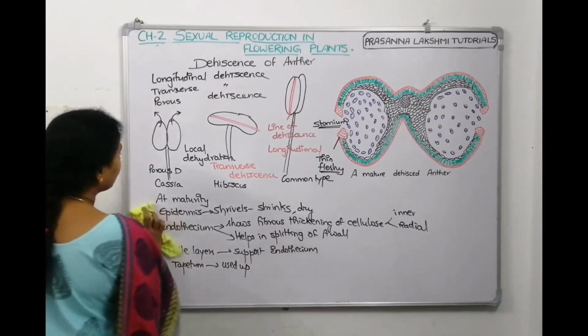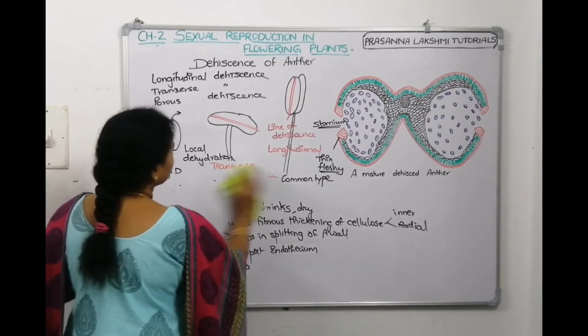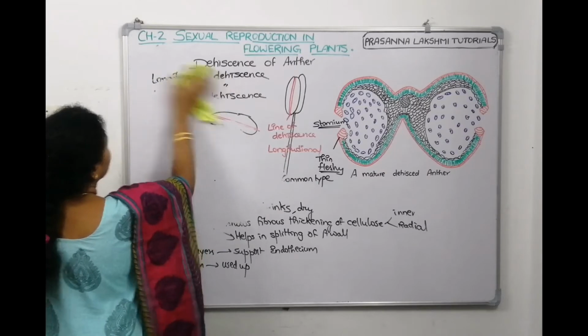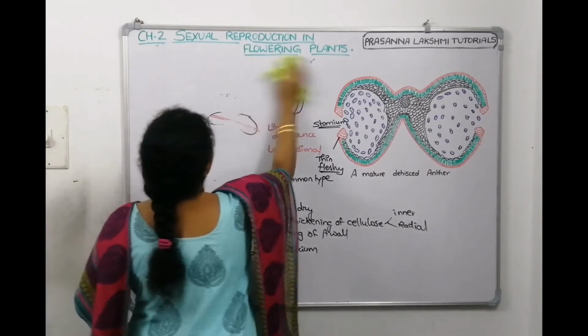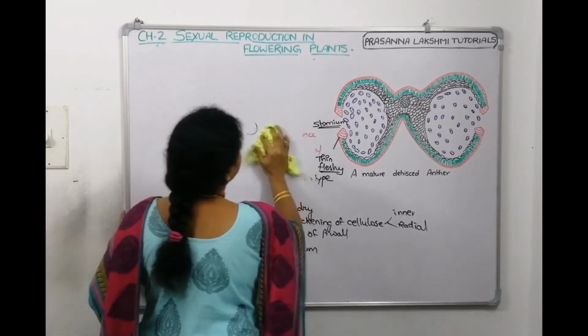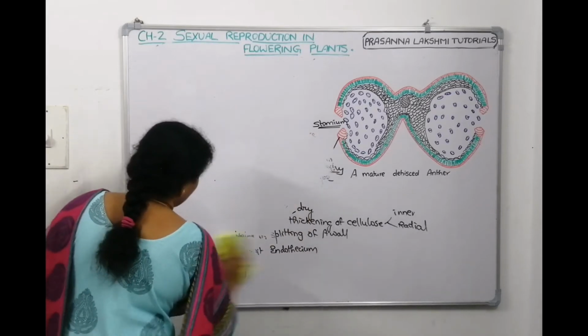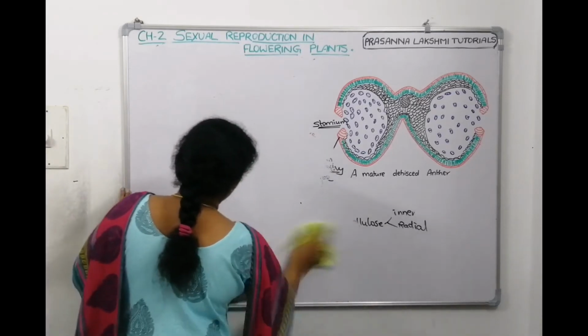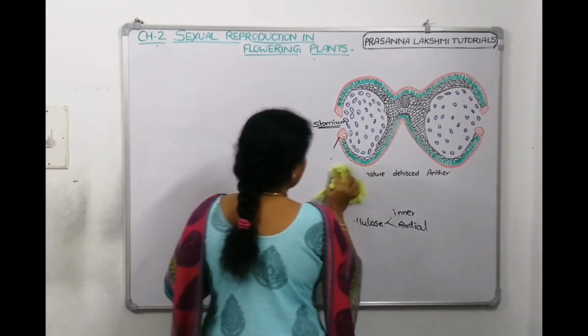Right? Hope you understood till here. Now let us discuss the microsporangium and the pollen grain ones.